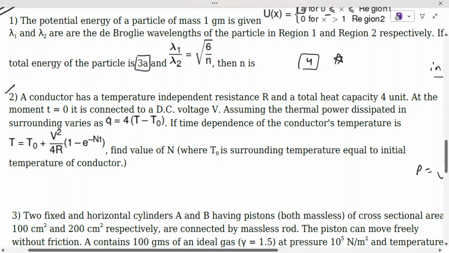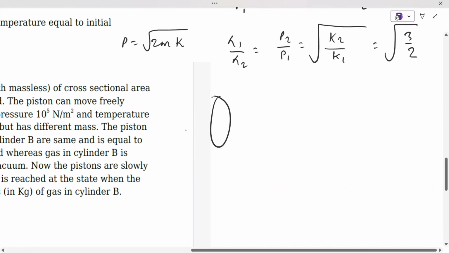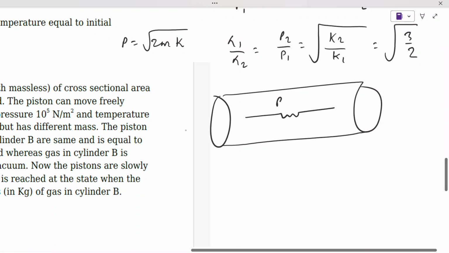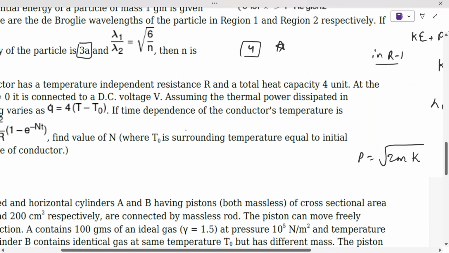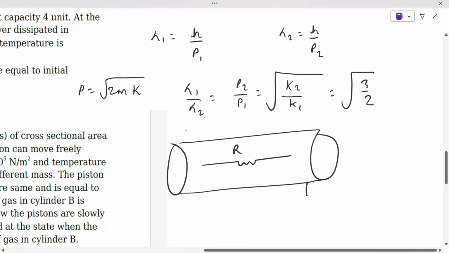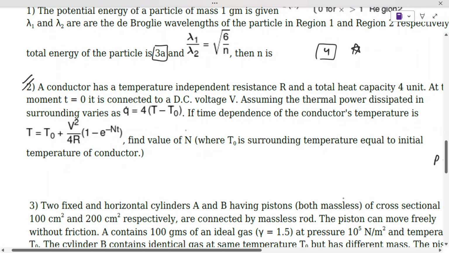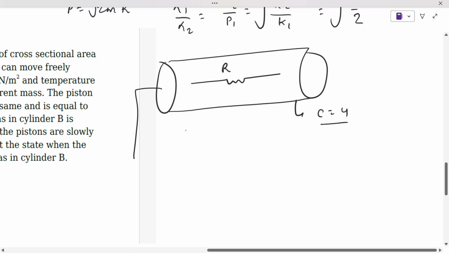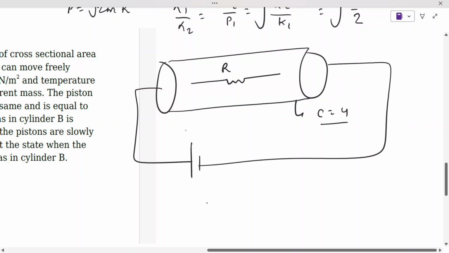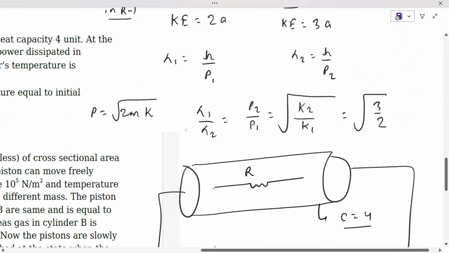Now this next one is also going to be interesting. It says we have a conductor that has temperature dependent resistance R. Apart from that, the total heat capacity is given as 4. At the moment t equal to 0, it is connected to a DC voltage V.